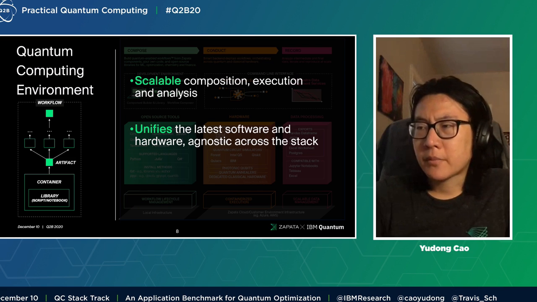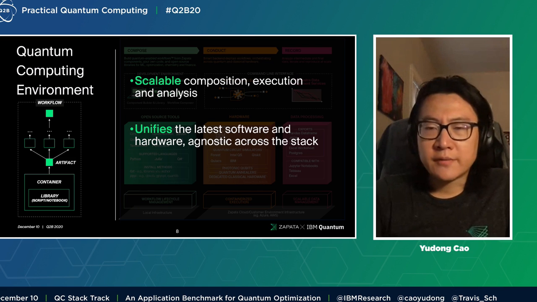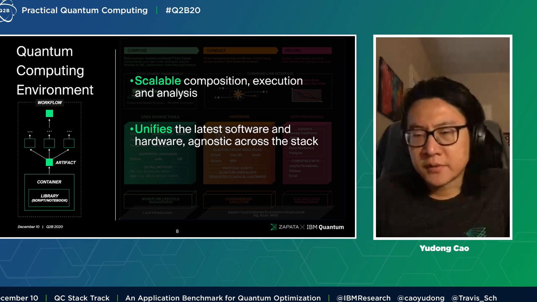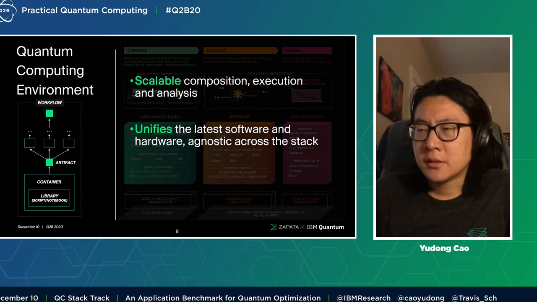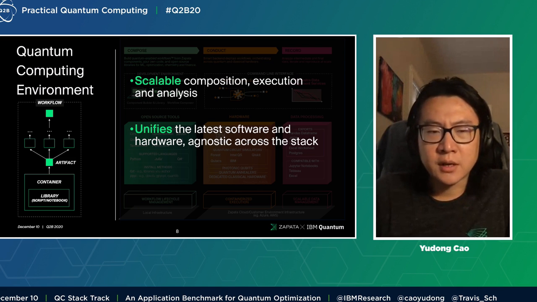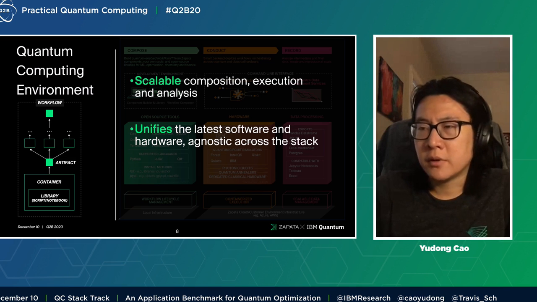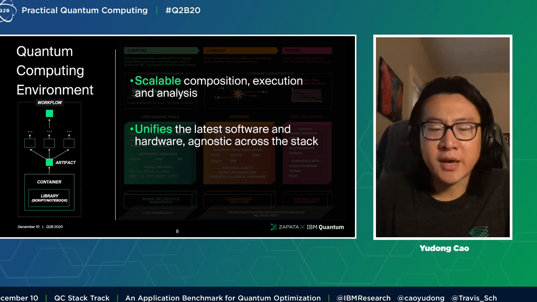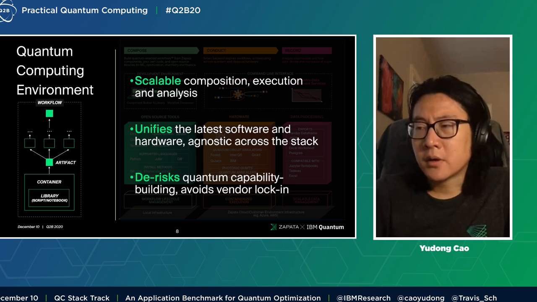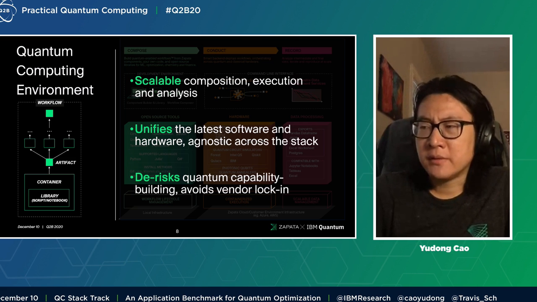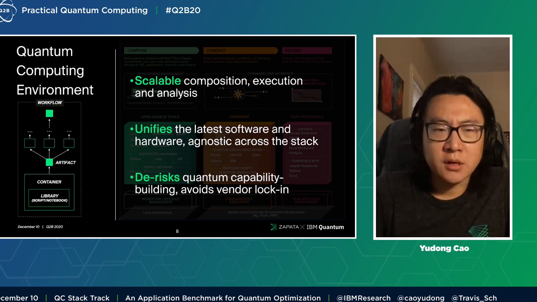And we have probably heard a lot through this conference about hardware agnosticism. I think the software philosophy adopted here is that we want to not only be agnostic with respect to the hardware, but also adopt agnosticism across the entire stack. And the overall business objective is to de-risk quantum capability building and avoid vendor lock-in.